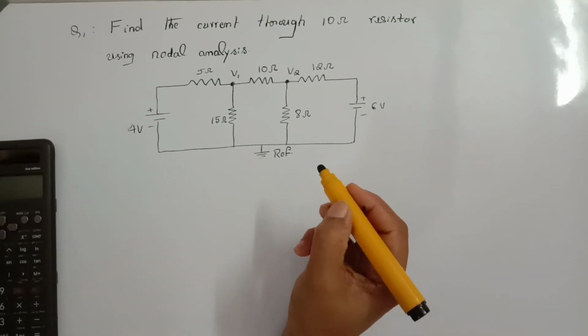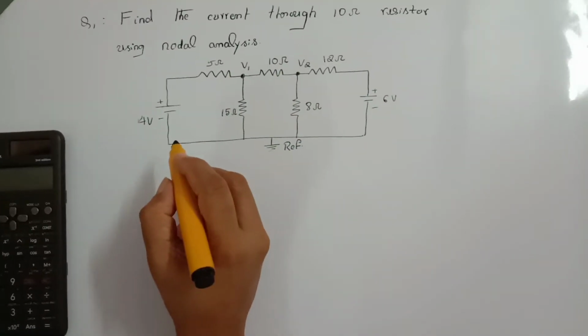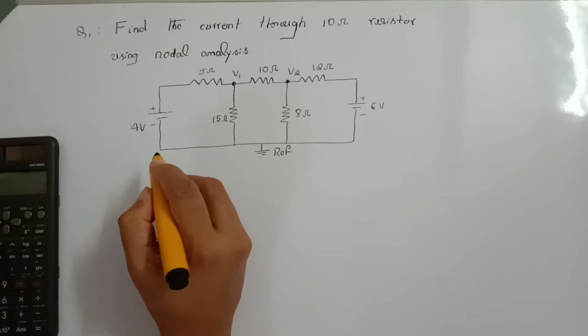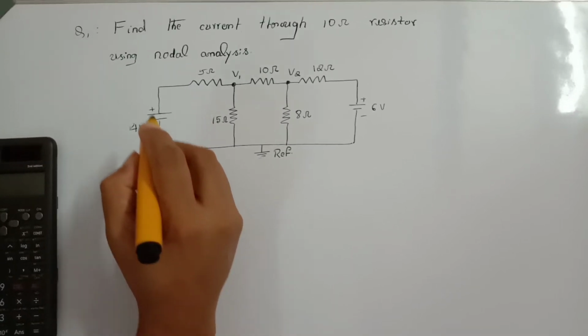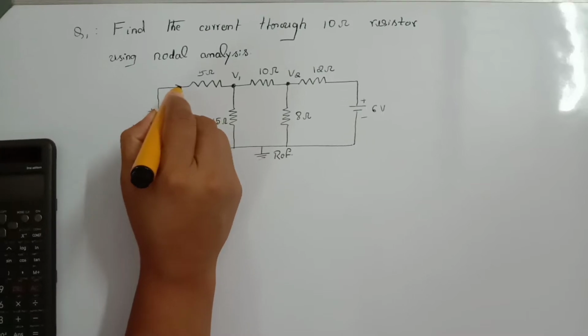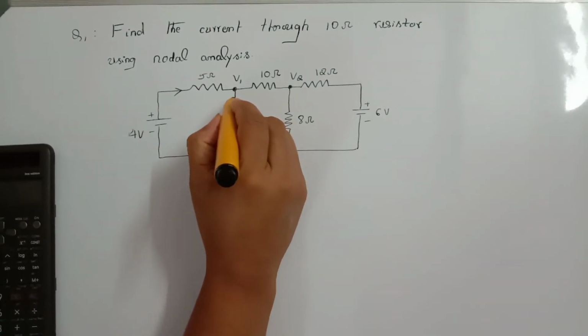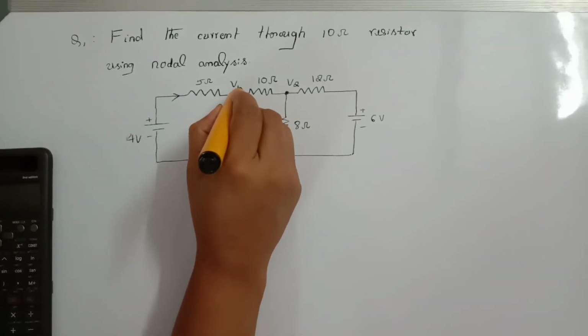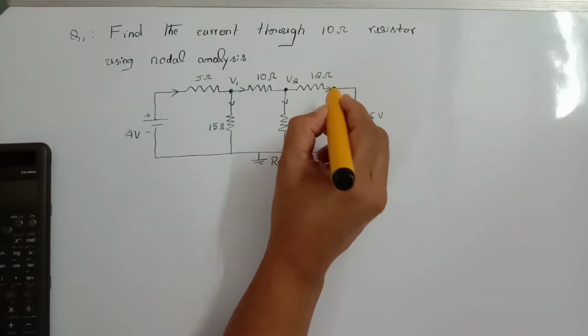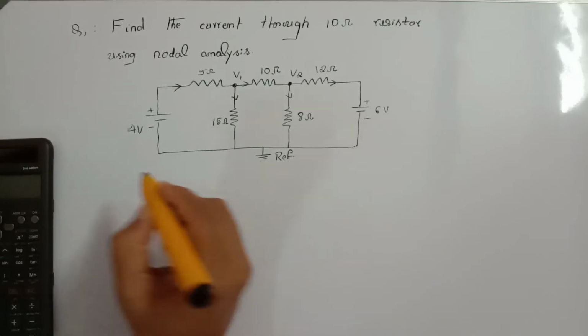Now, once we assign the nodes, we have to assign the currents. The current direction can be assigned in any way. So I'll assume the current direction for this element, and similarly for this element downward. These current directions are assigned randomly. You can assign any current direction.